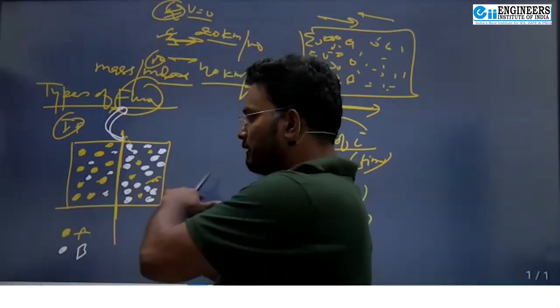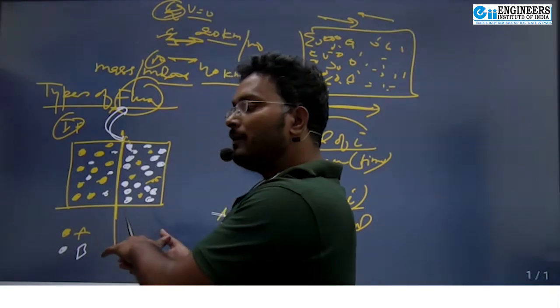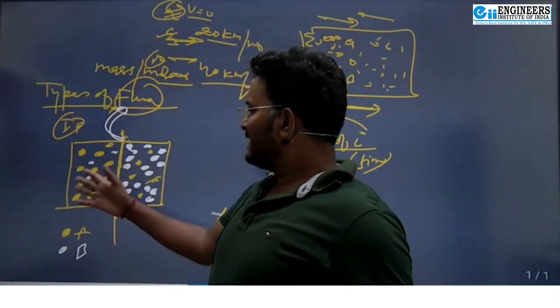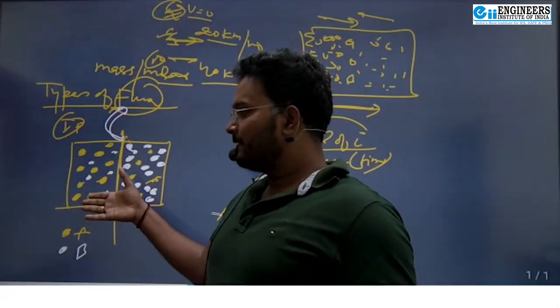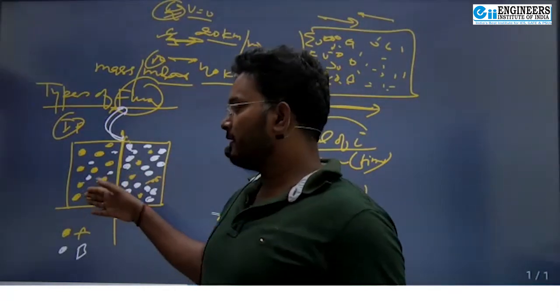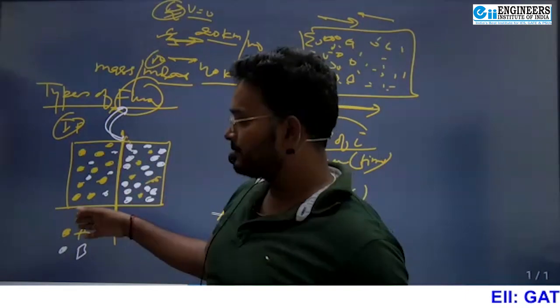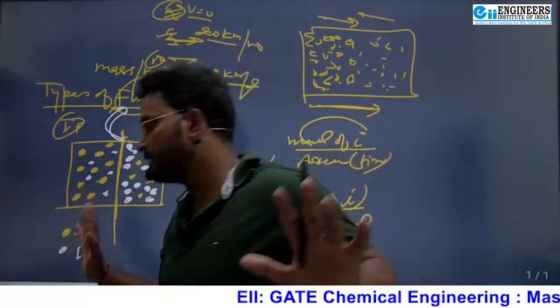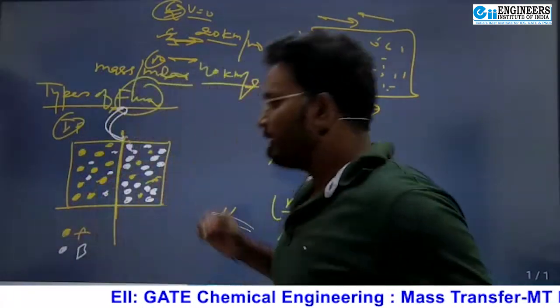And this transfer will continue until the concentration becomes uniform. Since there is a single phase, when the concentration becomes equal, C of A in the left and C of A in the right, C of B in the left and C of B in the right are equal, then the chemical potential will also be equal, and no further mass transfer takes place. Clear?